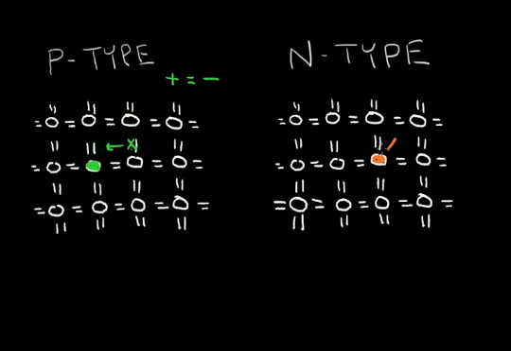So I want to represent this p-type region and this n-type region with a symbol, because I want to put these regions together and show you how a p-n junction diode works. But I don't want to draw all these little silicon atoms and all these electrons. So let's take this p-type region and let's replace that with an equivalent symbol.